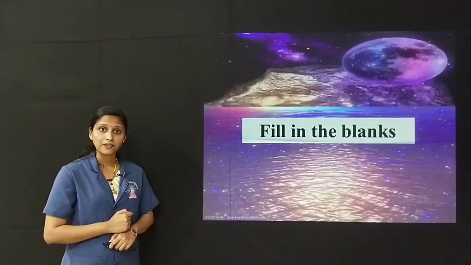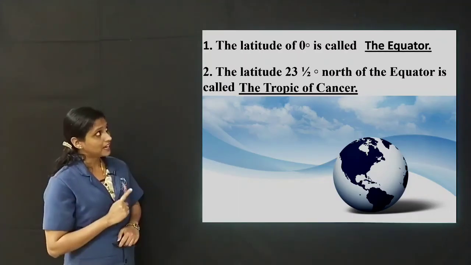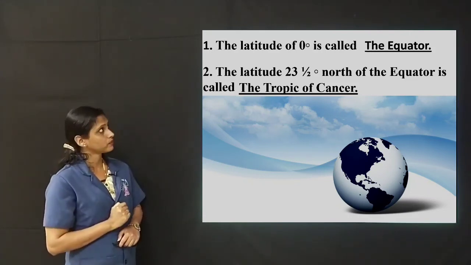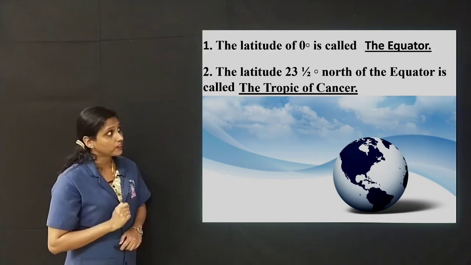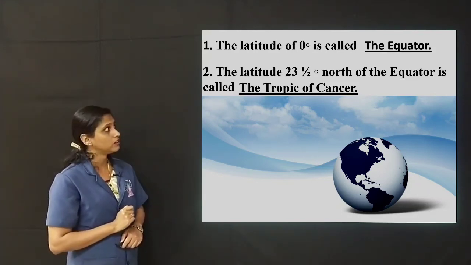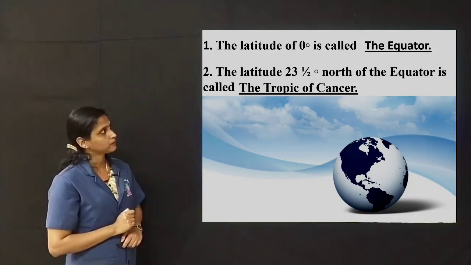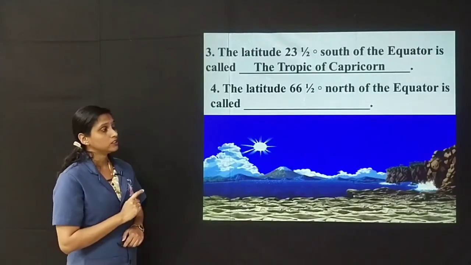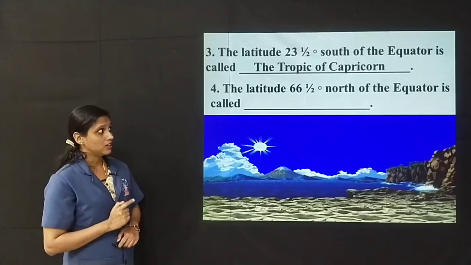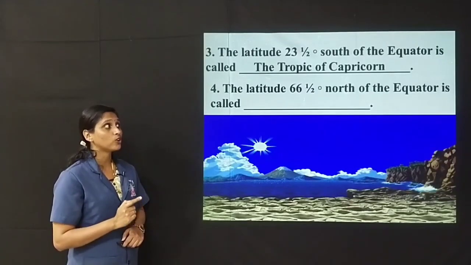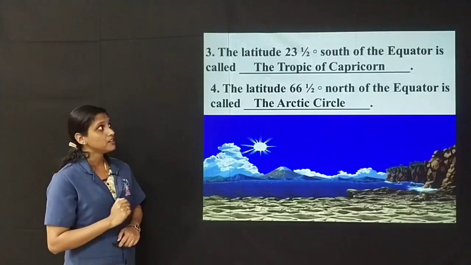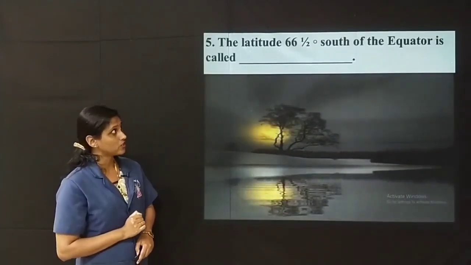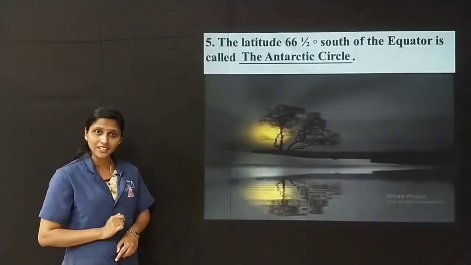Now let us discuss fill in the blanks. The latitude of 0 degree is called equator. The latitude 23.5 degree north of the equator is called the Tropic of Cancer. The latitude 23.5 degrees south of the equator is called the Tropic of Capricorn. The latitude 66.5 degree north of the equator is called the Arctic Circle. The latitude 66.5 degrees south of the equator is called the Antarctic Circle.